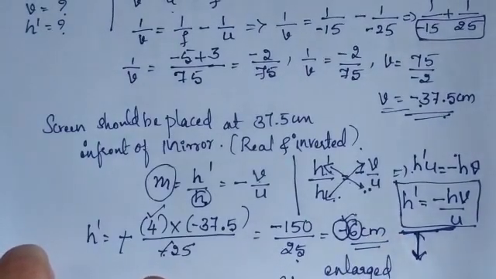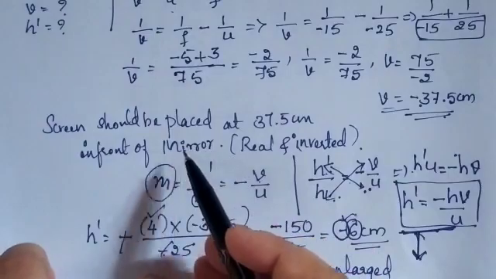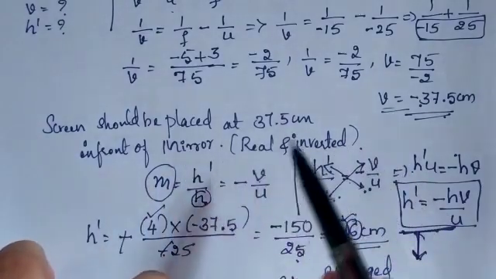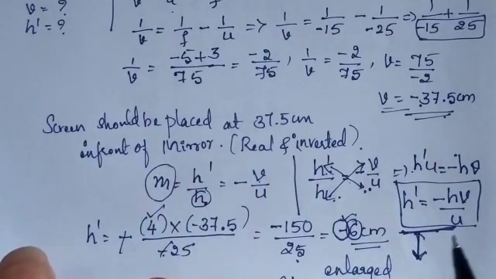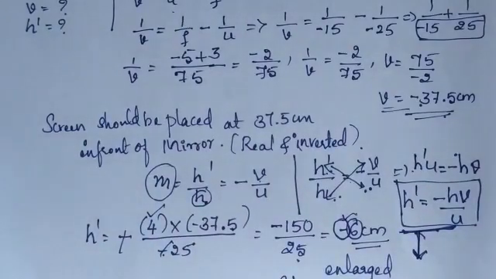So what is the position of the image here? Position of the image is in front of the mirror. Nature of the image, real and inverted. Size of the image, enlarged. By this you can find out the position, size as well as nature of the image. I hope everyone understood this. So let me try another problem.